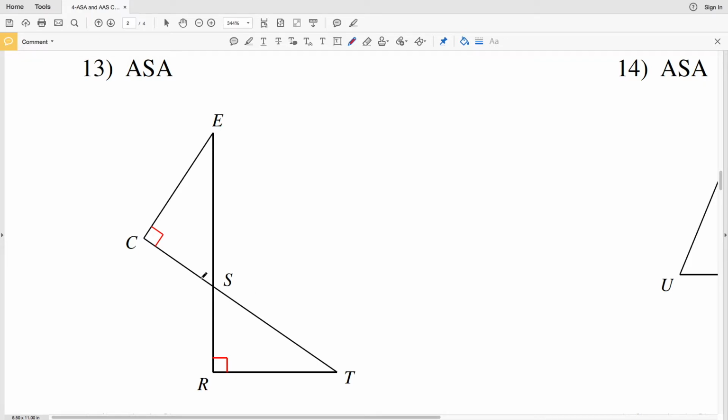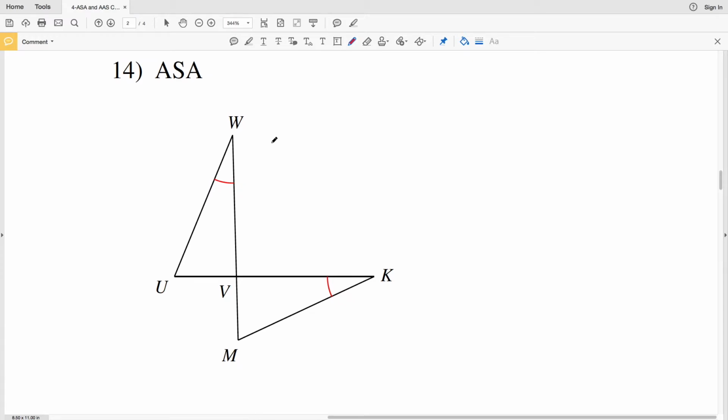And number 13, again, our reasoning is ASA, angle side angle. We know that this is a vertical angle, so these two angles are congruent. We also know that 90 degrees is congruent to 90 degrees. So we have two angles. Now we just have to state that the included side is also congruent. So that is this segment CS and this segment RS, the included side. So segment RS is congruent to segment CS.